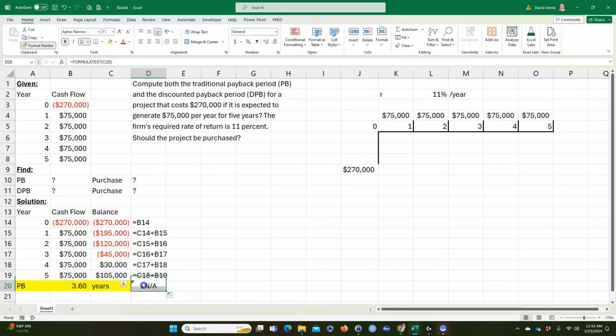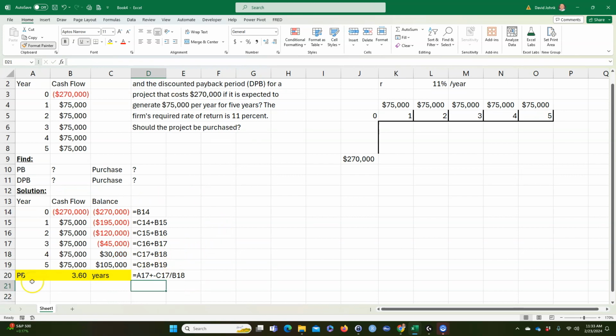Now, let me put the formula in here too. I'll put it over here. I'm going to drag this so it's pointing to this, so it shows the formula on that. All right. So now the question is, do we want to purchase it?